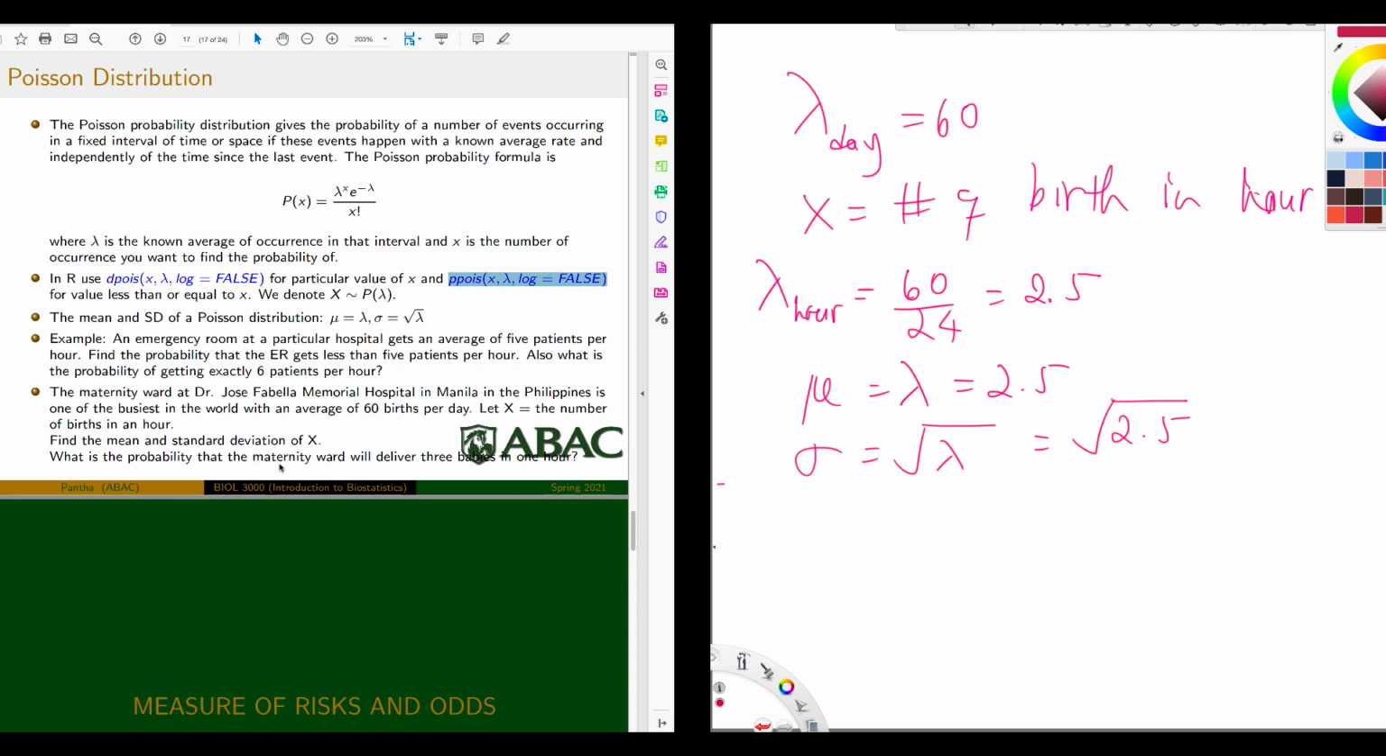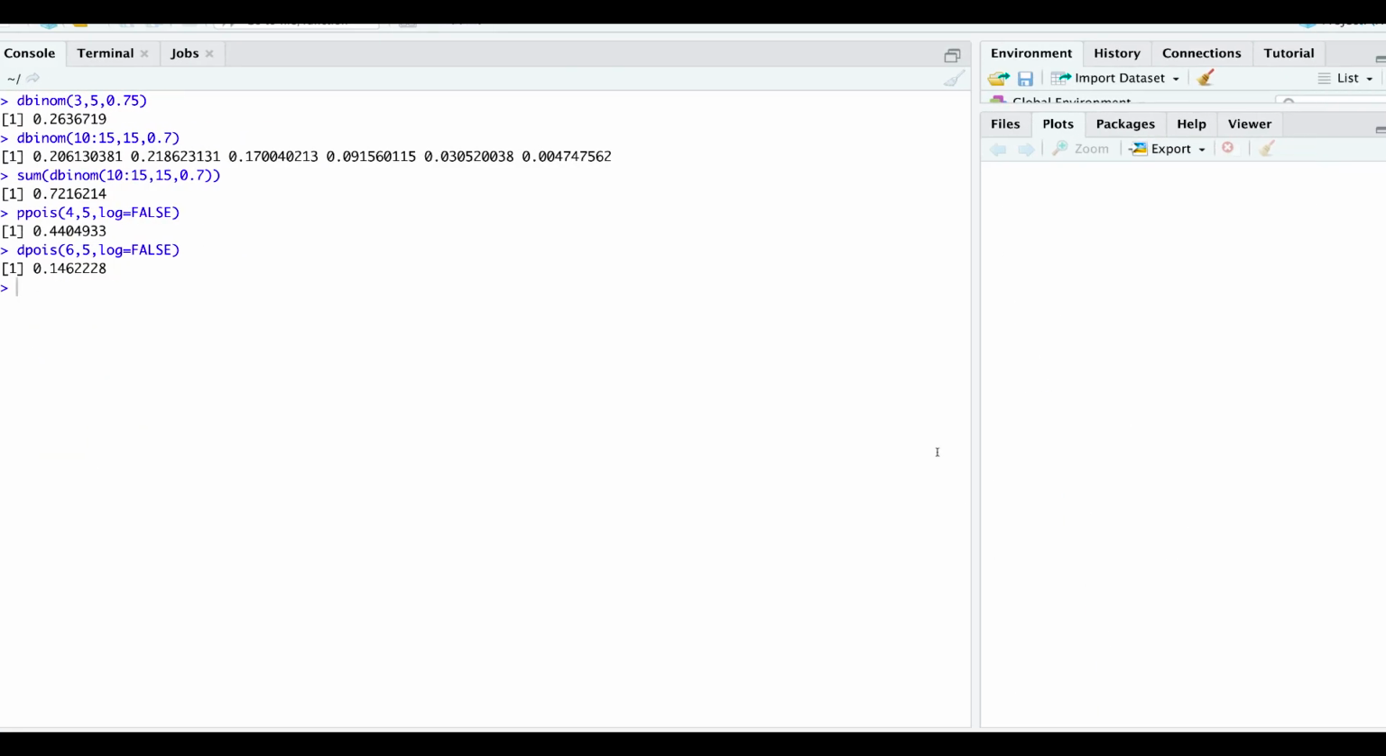Also, what is the probability that a maternity ward will deliver 3 babies in an hour? Probability that X equals 3. That is dpois, right? dpois, 3, and then lambda is 2.5, and then log equals to false. If you do that, you will get the right answer. Okay, let me show you how much that would be.